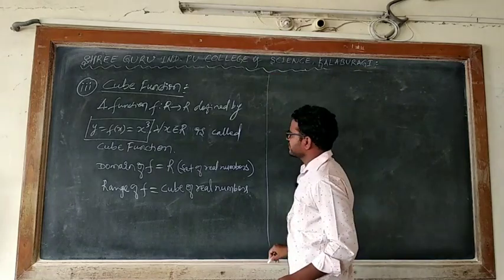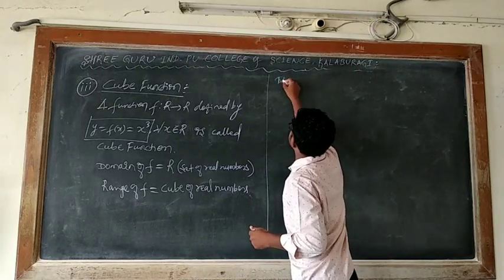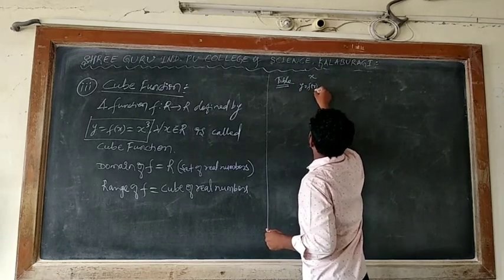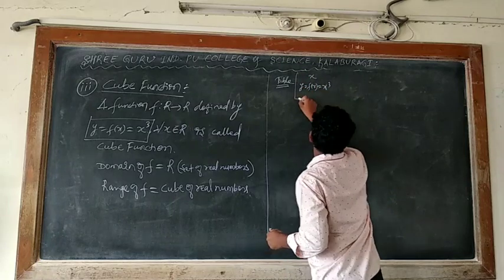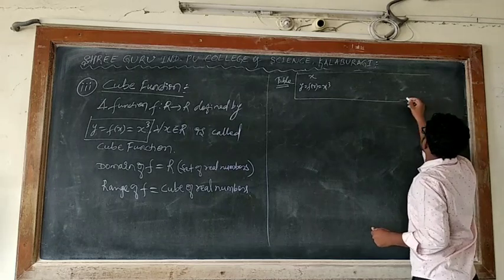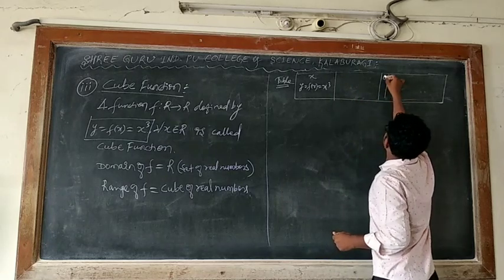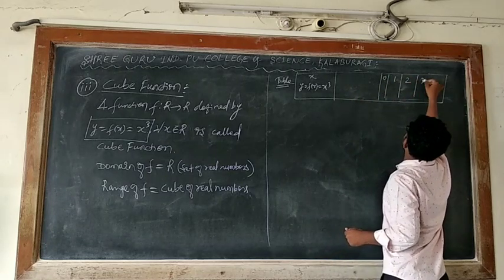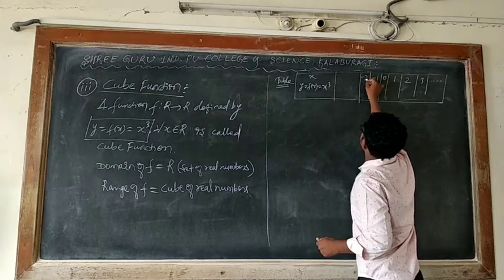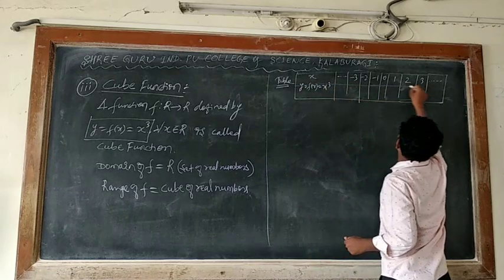Now I will take a table. I will take the table up to 3 only, because 3 cube is 27. So the table of y is equal to f of x is equal to x cube: x values 0, 1, 2, 3, and minus 1, minus 2, minus 3. The dots mean you can take still more.